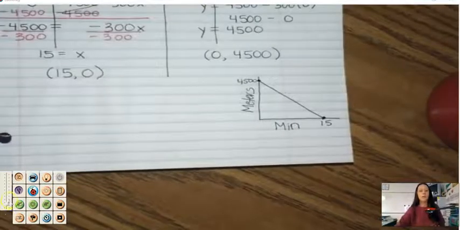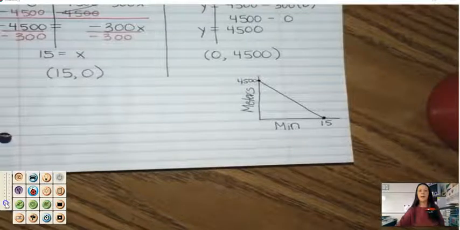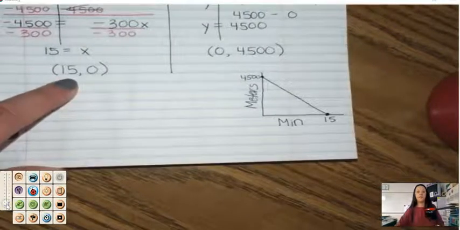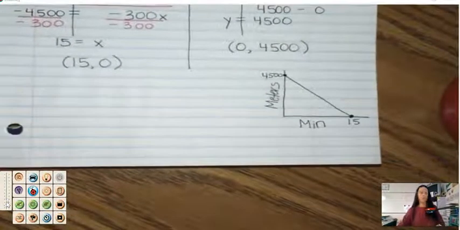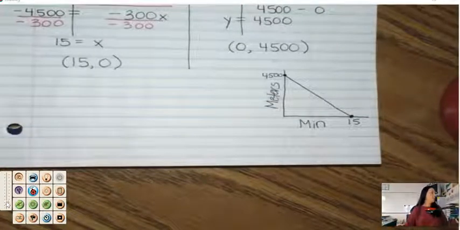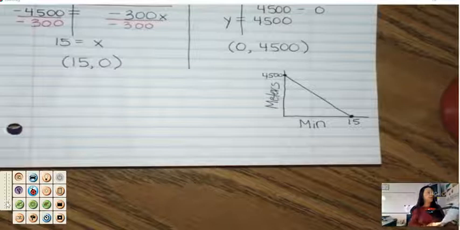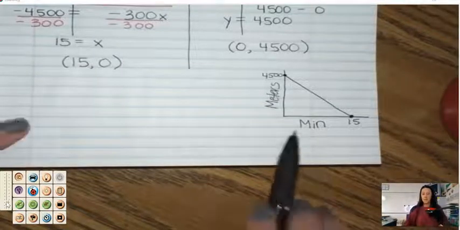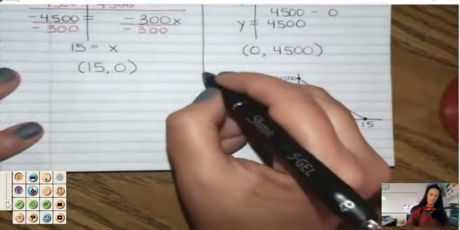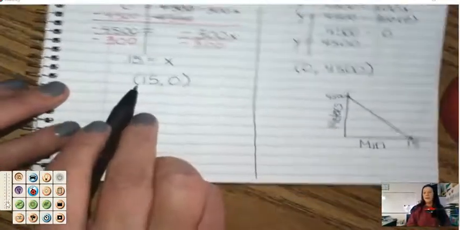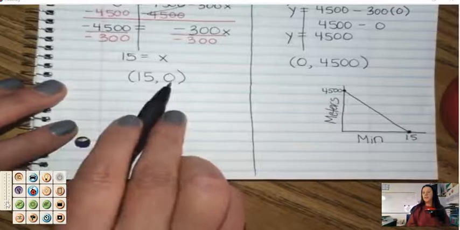Okay, so I'm talking about this tram on the mountain. I need to write a sentence on what this (15, 0) actually means for the whole situation. Again, there's this tram that's coming down the mountain. Its speed is 300 meters per minute. The distance from the top of the peak after x minutes, this 15 minutes, at 15 minutes, you're going to be at 0 meters.